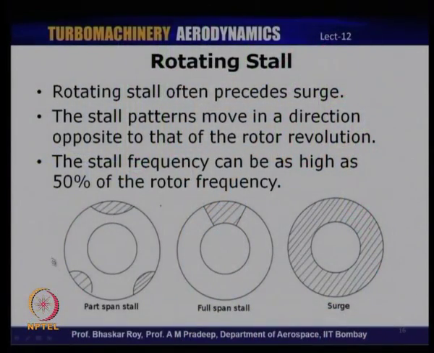You could have what is known as part span stall. That is, if you consider this to be the annulus of the compressor, this being the hub and this being the tip of the compressor, you could have stall which is extending only up to a part of the span. It is not extending from the tip all the way to the hub, but there are multiple stall cells as you see here. Or you could have full span stall, as you can see here, where the stall cell is extending all the way from the tip to the hub. Or you could have the entire annulus itself stalled, which is what would happen if we approach or enter into surge, which is why I mentioned that rotating stall often precedes surge.